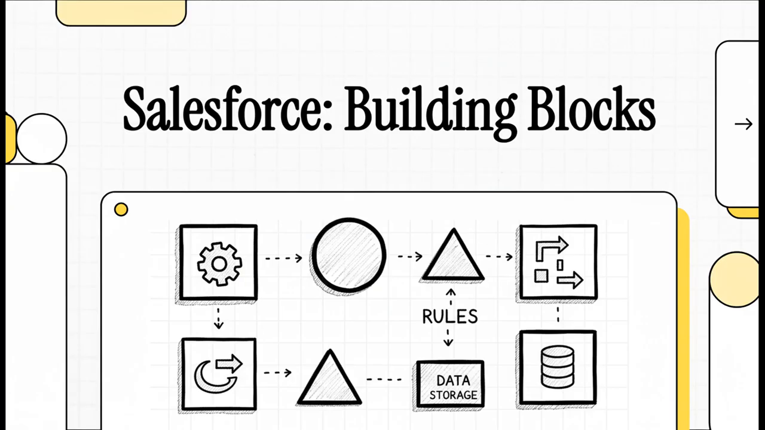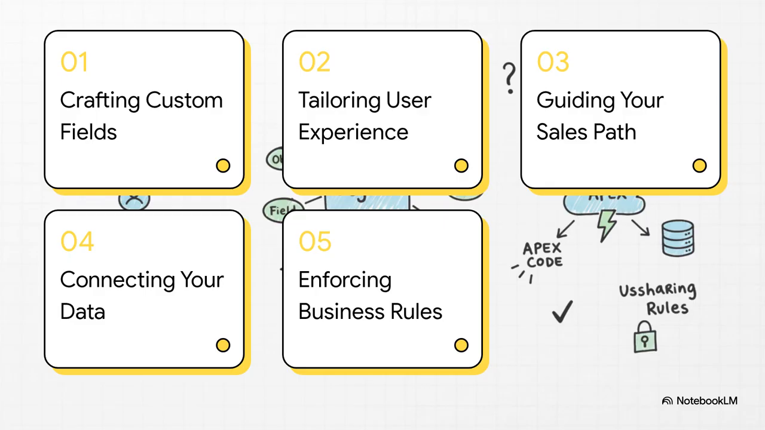Today, we're going to break down the core building blocks of Salesforce, starting from the tiniest piece of data and building all the way up to the powerful rules that make the whole system work. So, here's our roadmap for today. We're going to tackle 5 key areas, kicking things off with the very DNA of your data, your custom fields, and then building up layer by layer until we get to the rules that automate and protect your entire business.